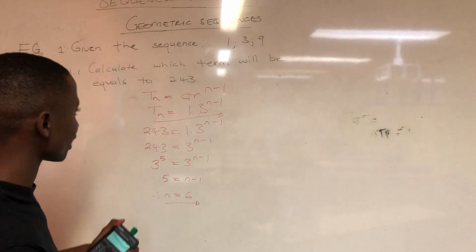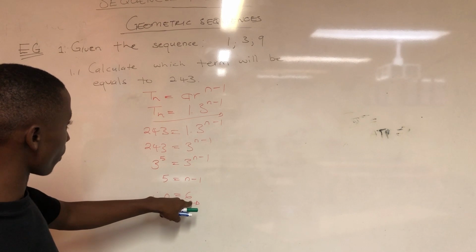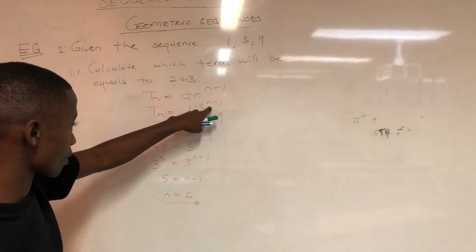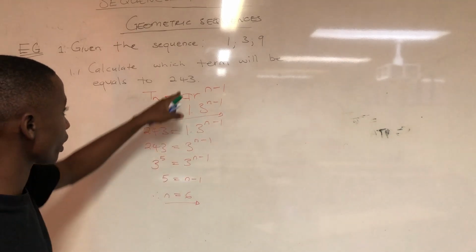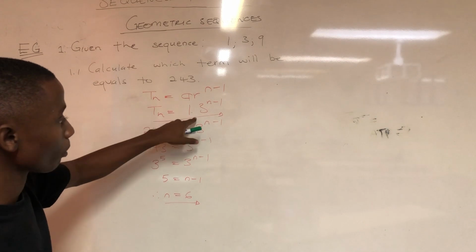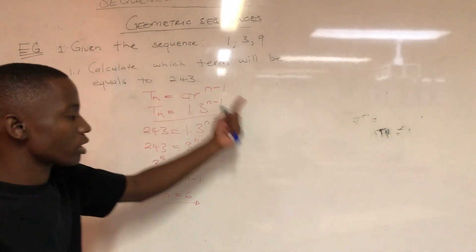So, we can also check that by substituting n. Our n is equal to 6. Let's just look if we are going to get 243. 1 multiplied by 3 to the power of 6 minus 1, so that means 1 multiplied by 3 to the power of 5, or 3 to the power of 5, is going to give you 243. And that's how it goes.